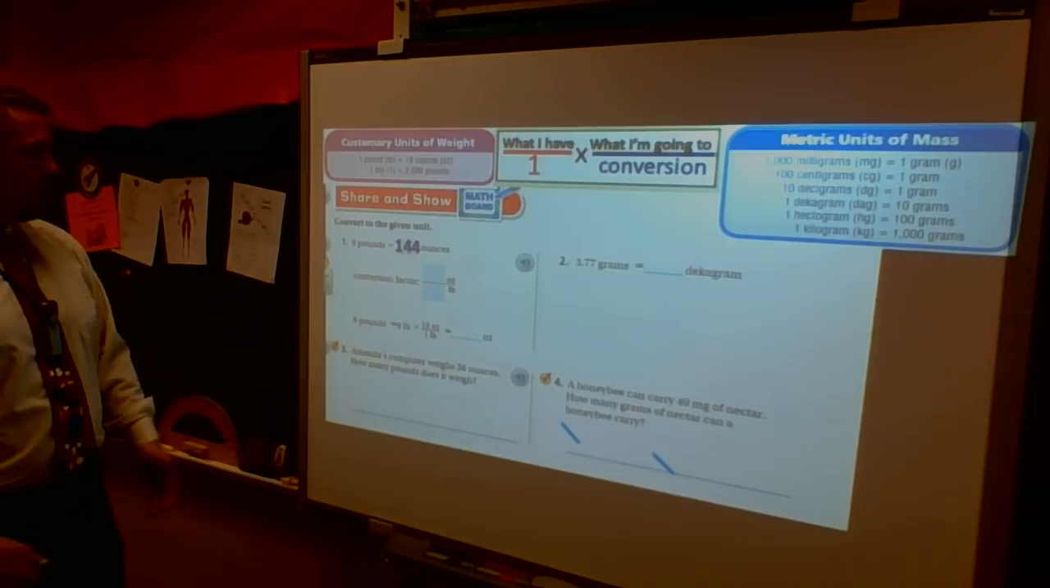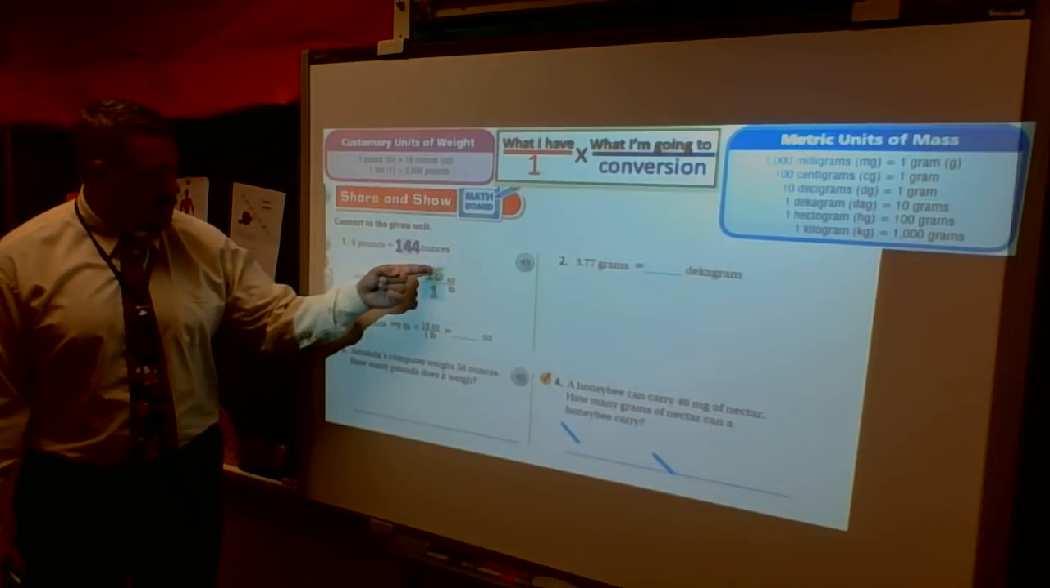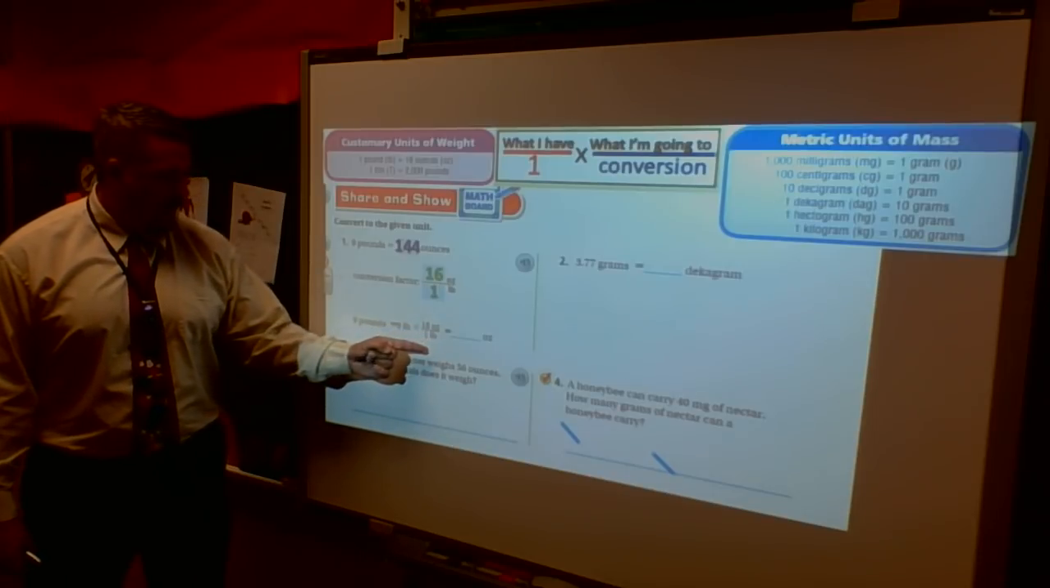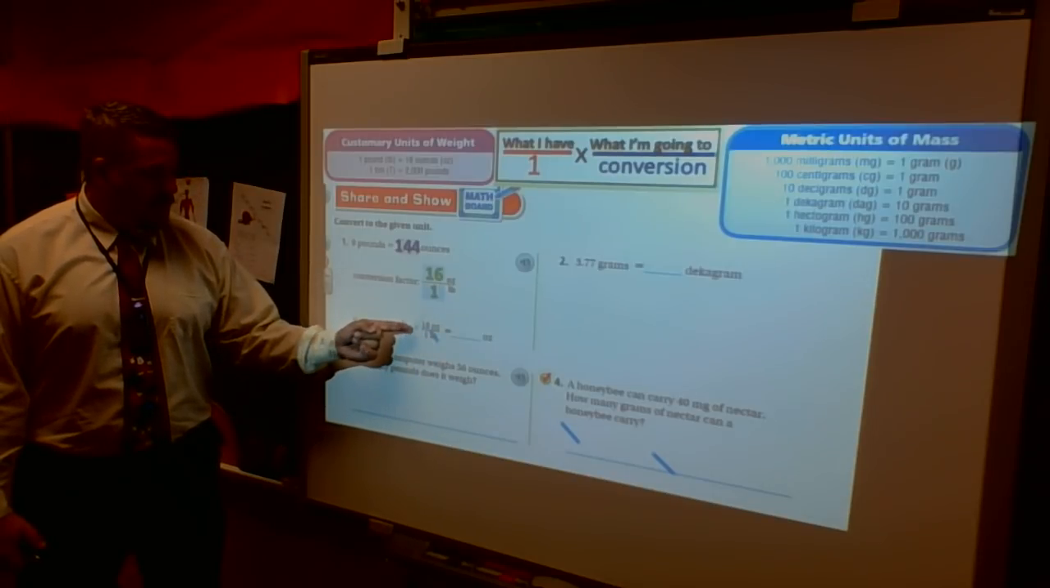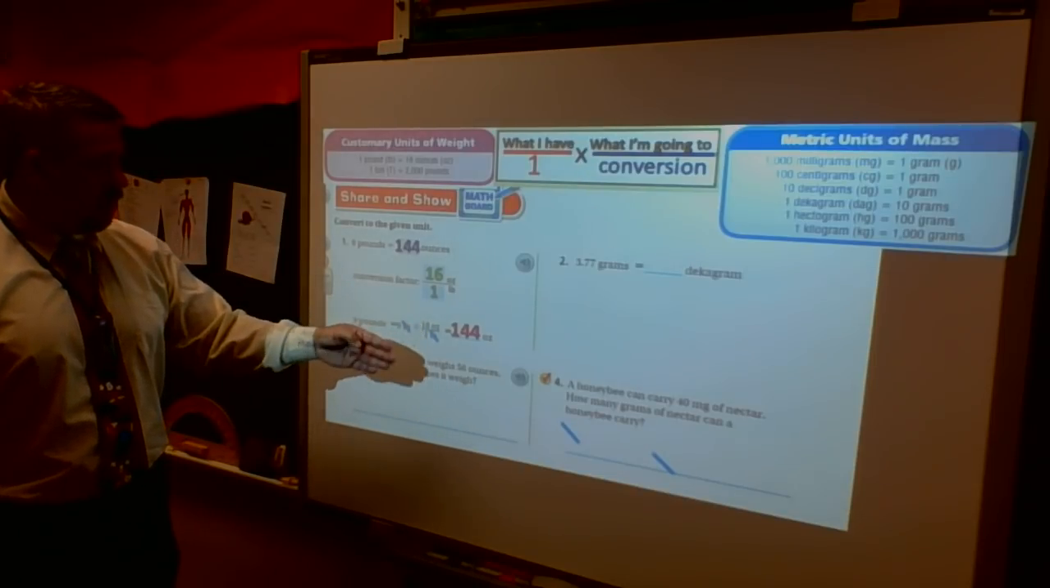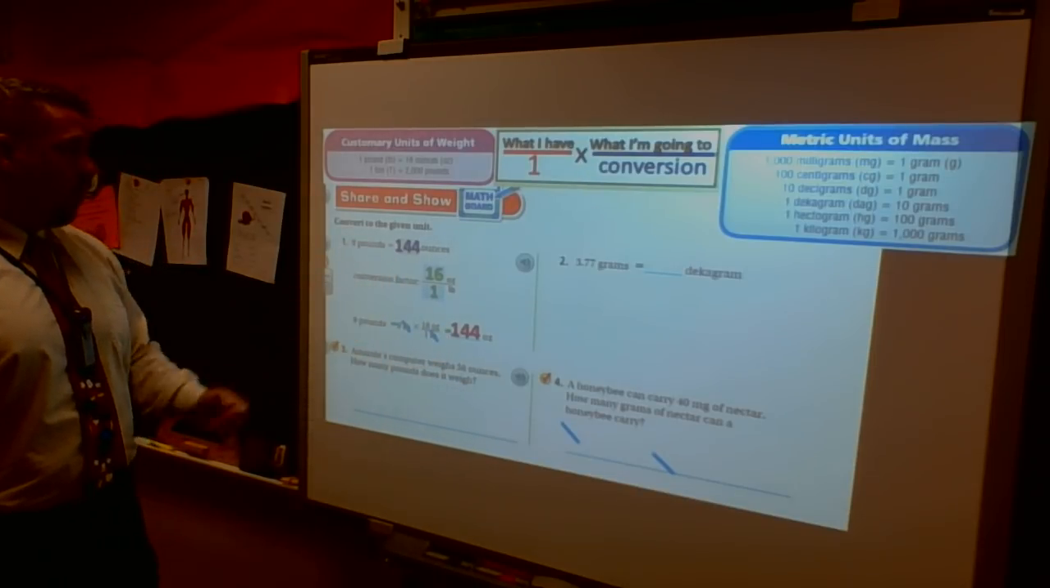How do I get that? Well, I had my 16 over 1 as my setup, and when I cross-reduce pounds, I'm left with 9 times 16. And when I have 9 times 16, then I have 144 ounces.